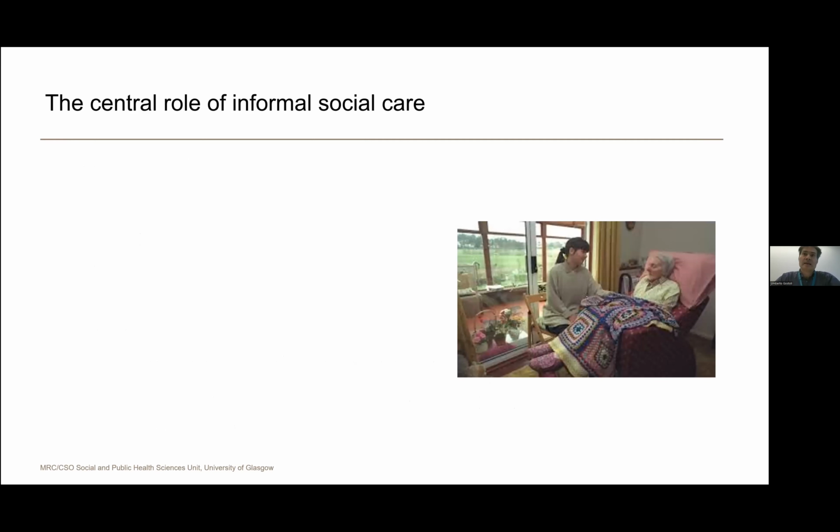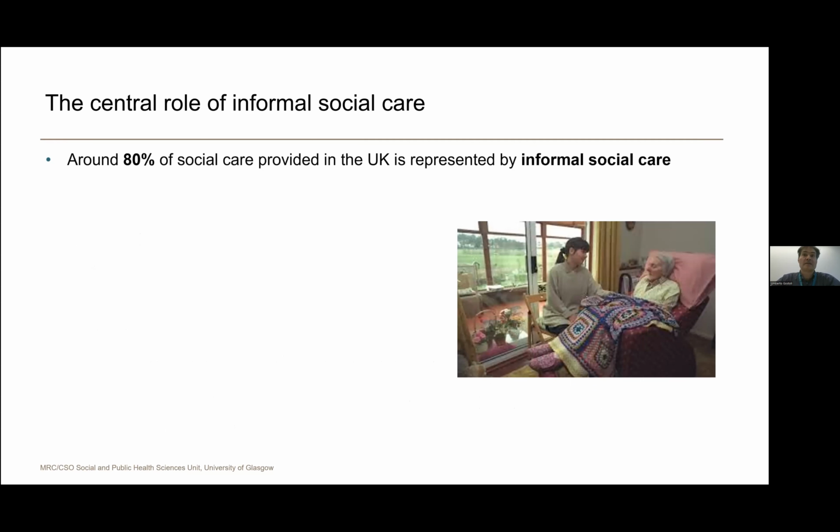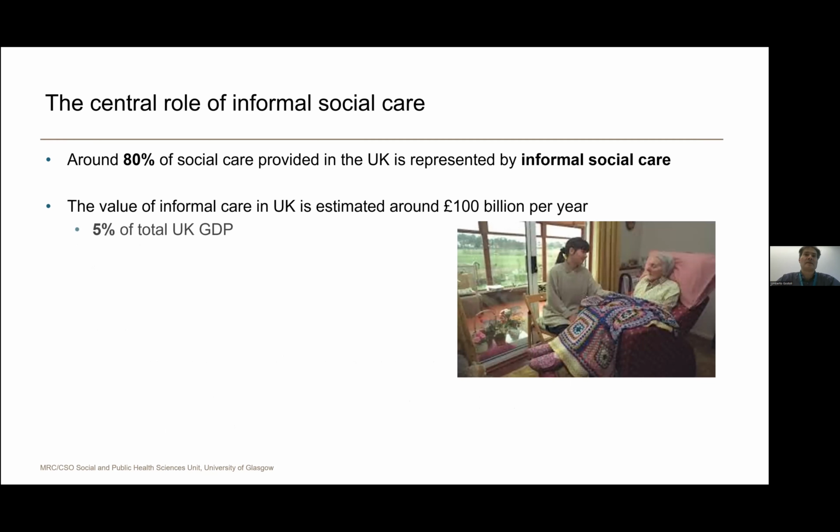And in social care provision, a big role is that of informal social care. Around 80% of social care provided in the UK is represented by informal social care. The value is around 100 billion per year, 5% of GDP, 10 times the value of social care provided by the state.